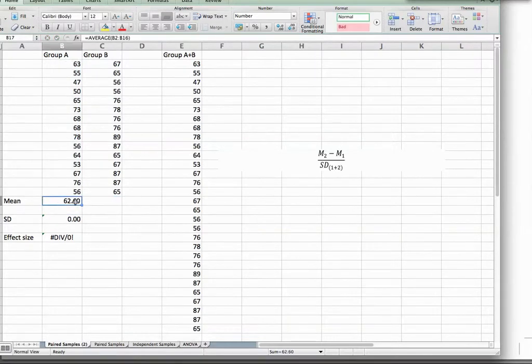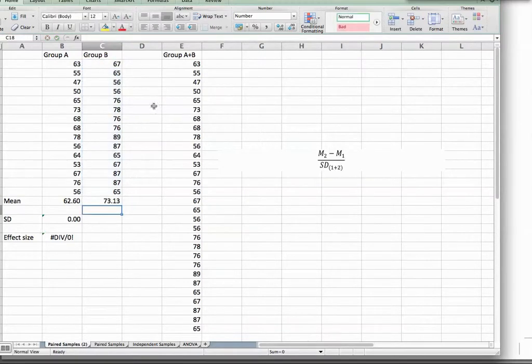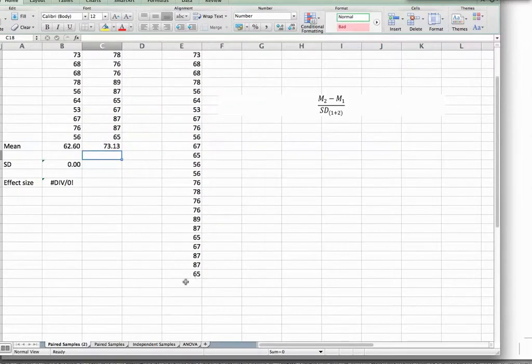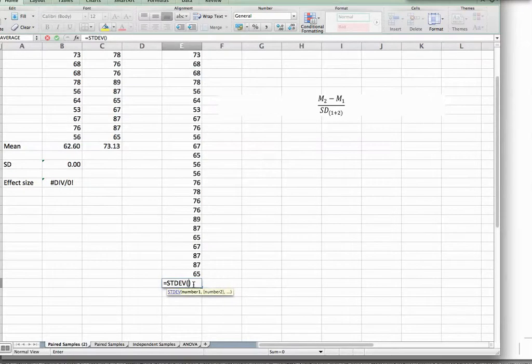Now you can either copy and paste this cell into this cell, and you get the same formula, or you could go ahead and start from scratch. Equals, A-V-E-R-A-G-E, open parentheses. It's that simple. Now, for these two scores together, you want the standard deviation for both scores. So you would go equals S. Now, standard deviation is STDEV. There are a lot of abbreviations that look like that, but you want this one. And then the same thing, open parentheses.